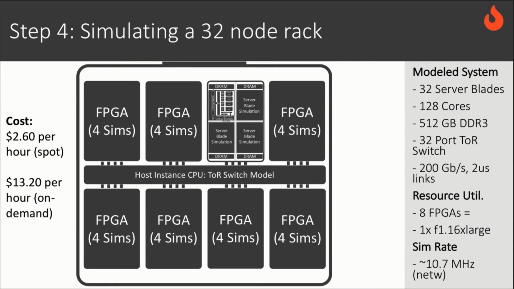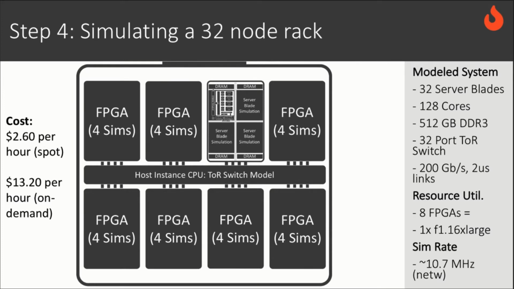So the distinction between those two is that when you're running on the spot market, you're essentially bidding on unused capacity. And so if some other user places a very high bid, you can then get interrupted with 5 minutes notice and get killed. The $13.20 per hour number is, you request the instances, you're given them, and then they're yours until you turn them off.